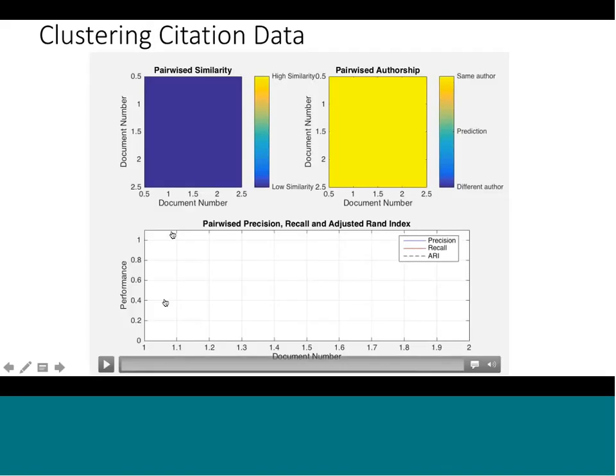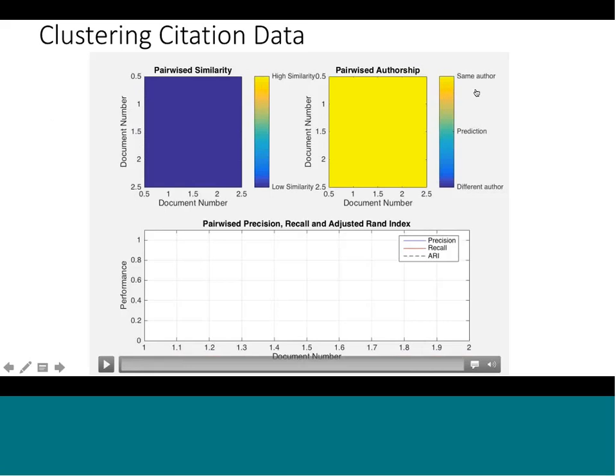So we took this information and we're going to be visualizing here the pairwise similarity matrix between the documents. So if it has really high similarity, we're going to mark it with yellow, low similarity with blue, and anything in between here.